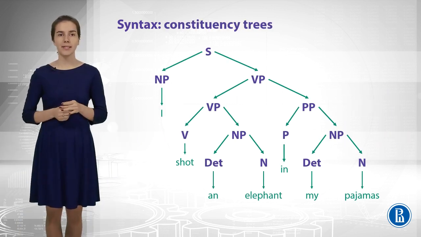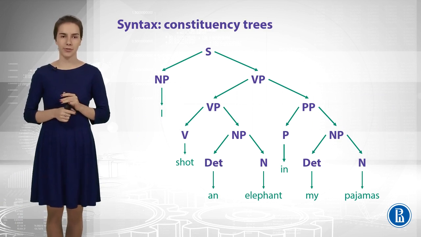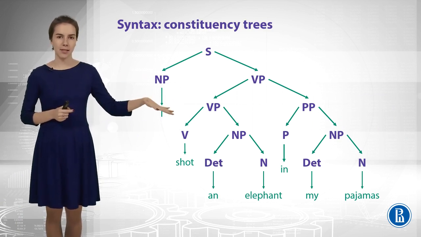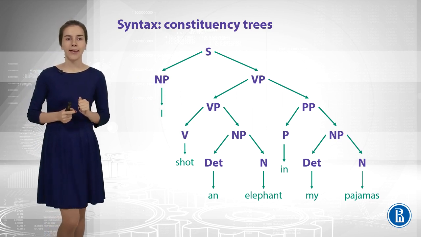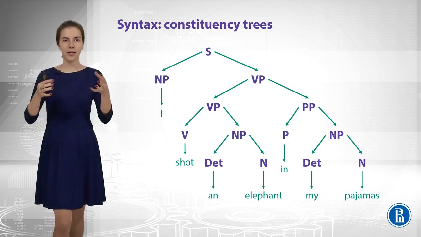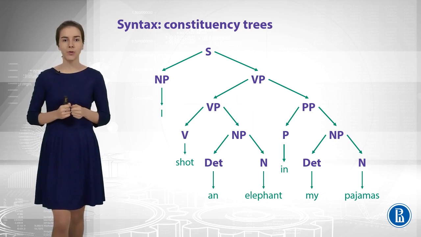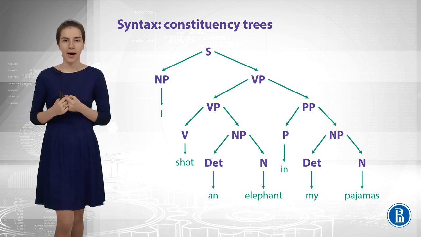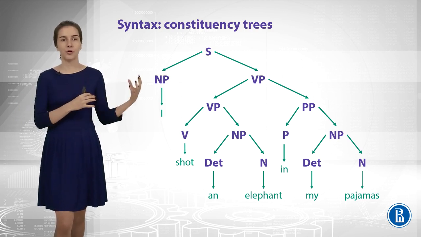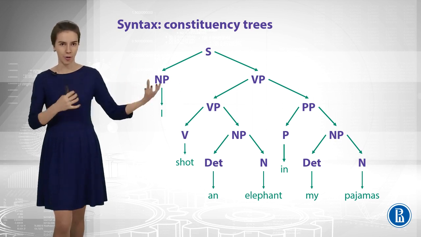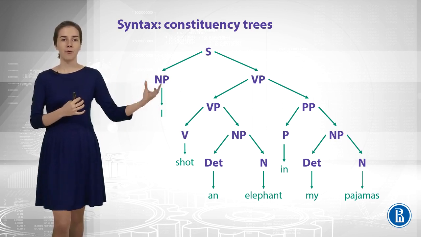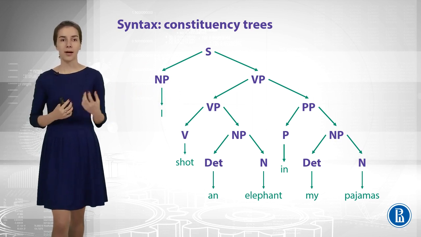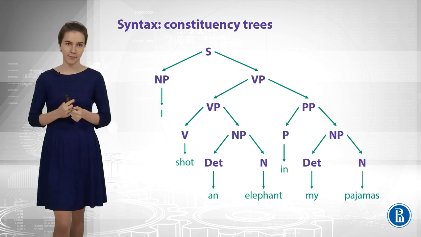Another way to represent syntax would be so-called constituency trees. So you can see the same sentence at the bottom of the slide, and then you parse it from bottom to top to get this hierarchical structure. So you know that an and elephant are a determiner and a noun, respectively, and then you merge them to get a noun phrase. After that, you merge it with a verb, which is shot, and get a verb phrase. You merge it with another subtree and get a big verb phrase. And finally, this verb phrase plus the noun phrase, I, give you the whole sentence.